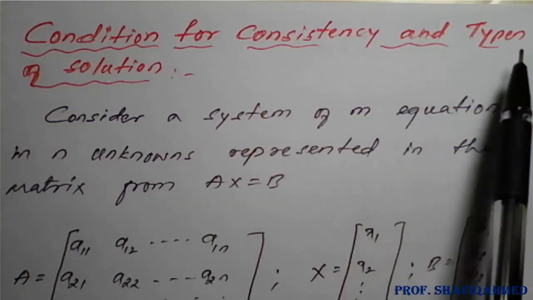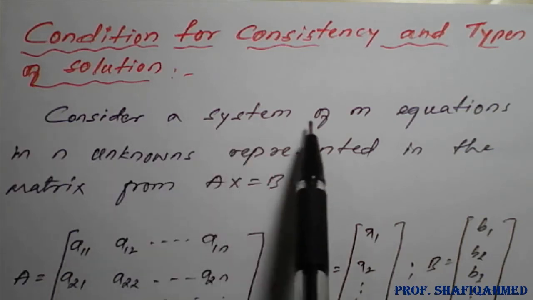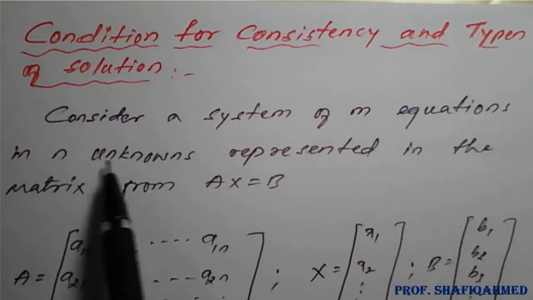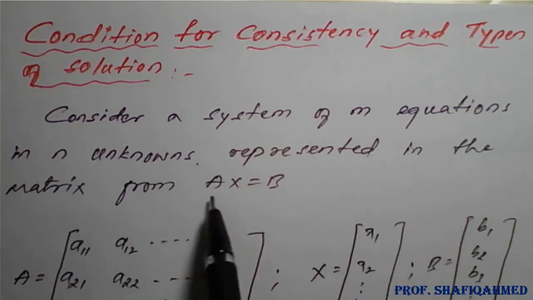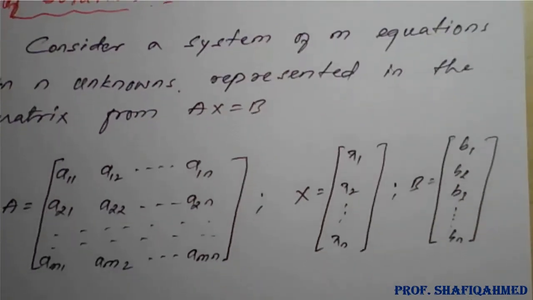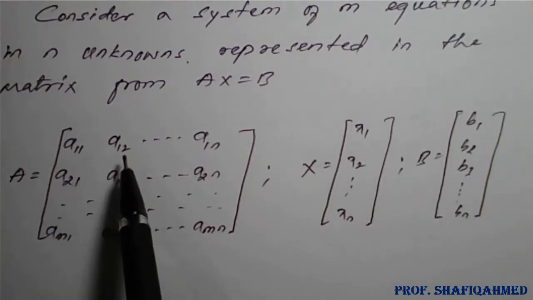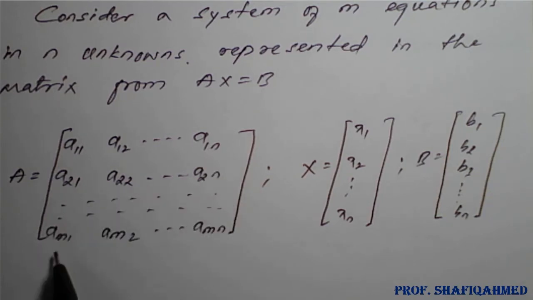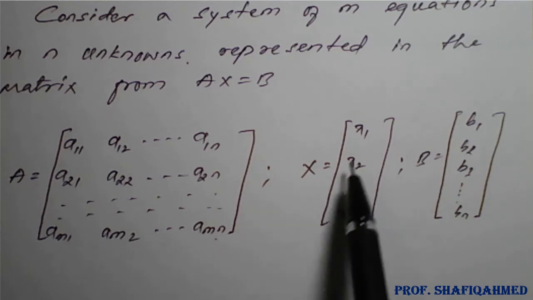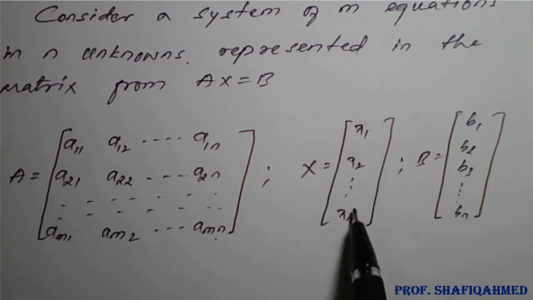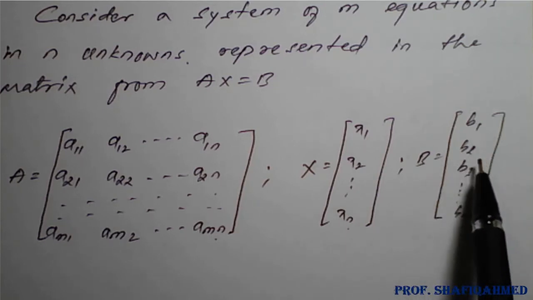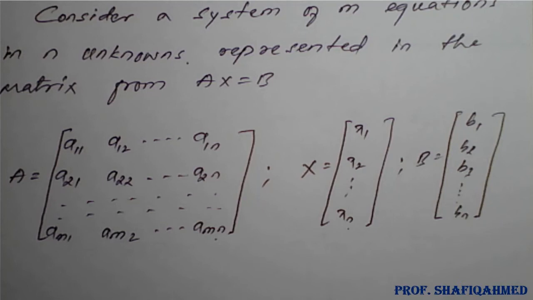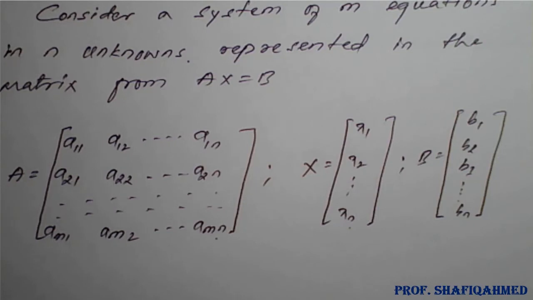Condition for consistency and types of solution. Consider a system of m equations in n unknowns represented in the matrix form AX = B. So what is matrix A? That is a11, a12, so on a1n, a21, a22, so on a2n, then so on am1, am2, so on amn. And the matrix X is nothing but x1, x2, so on xn, and matrix B is nothing but b1, b2, b3, so on bm. Once we have these, we'll check whether these conditions are satisfied for consistency or not.